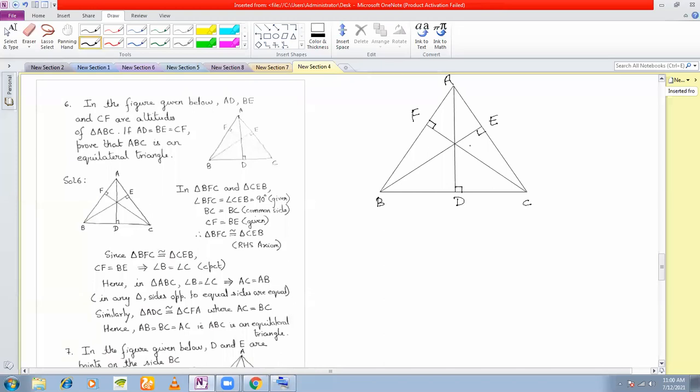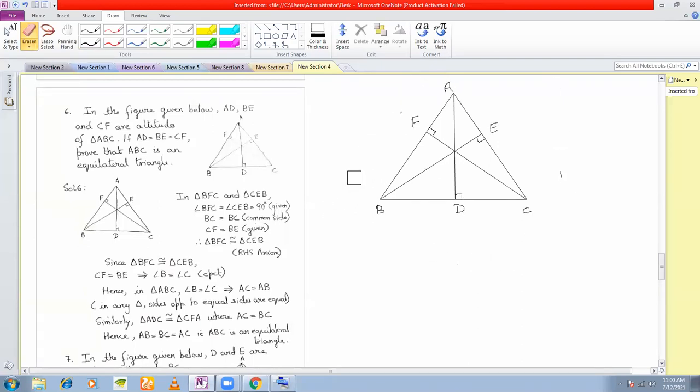It's called the altitude. If AD is equal to BE is equal to CF, that means all these altitudes that are drawn here, this AD altitude, this CF altitude, and this BE altitude, all these are equal. Okay. What do we need to show here? We need to show that ABC is an equilateral triangle. We need to show that all the three sides of the bigger triangle, AB, AC, and BC, are all equal. Okay. So let's identify the triangles first.